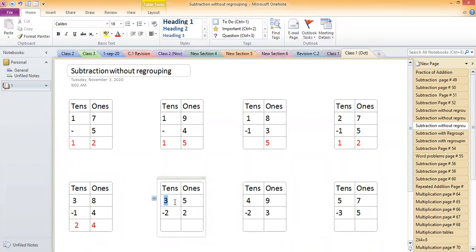Coming to this question now, 35 minus 22. Subtract the ones first, 2 from 5, then 2 from 3. Okay, 2 from 5 and 2 from 3. This is the question. Tell me your answers, please, in the chat box. Send the message to everybody.